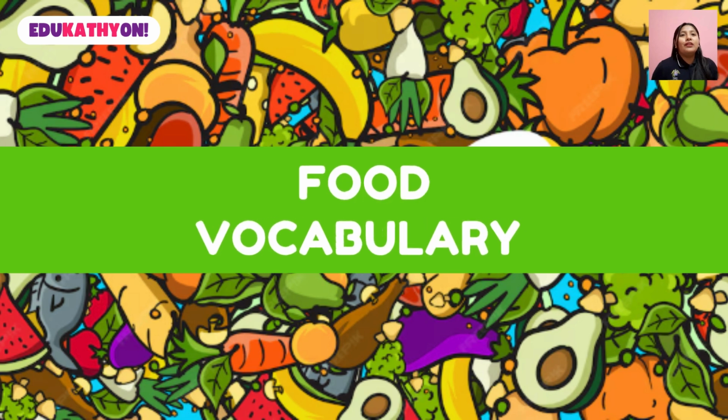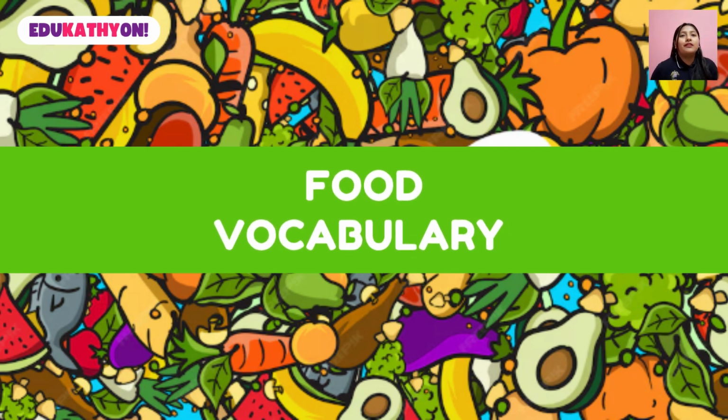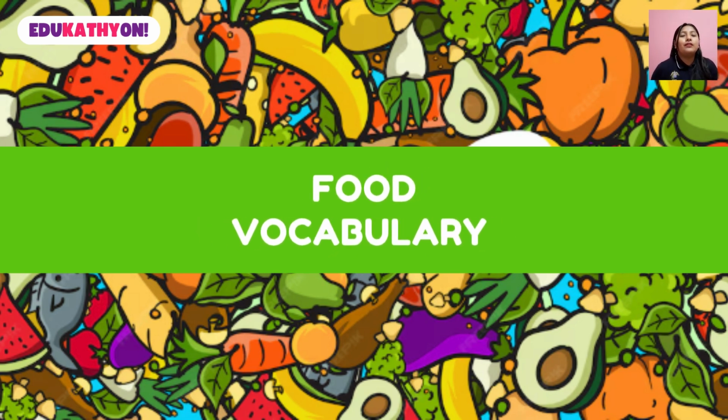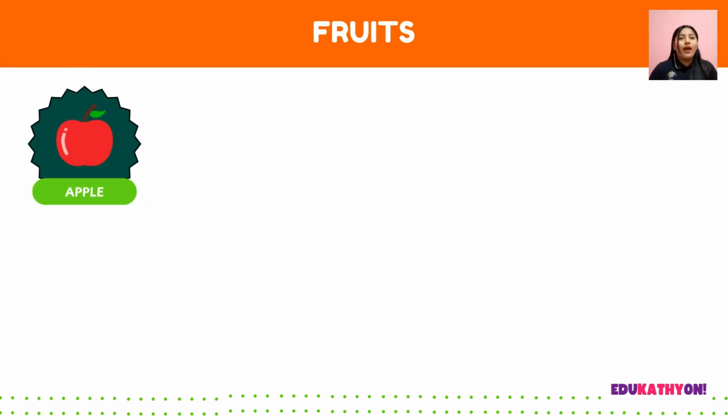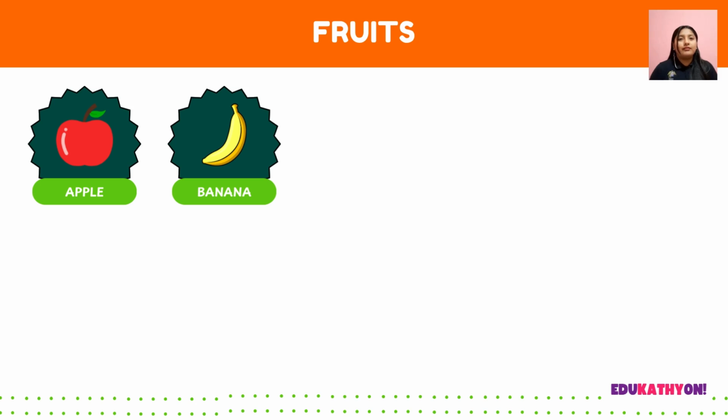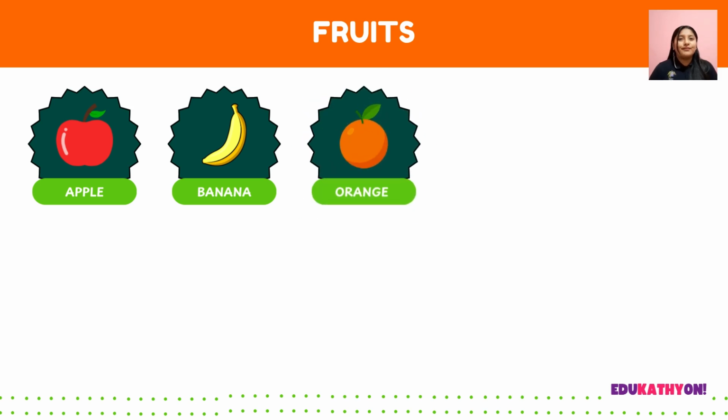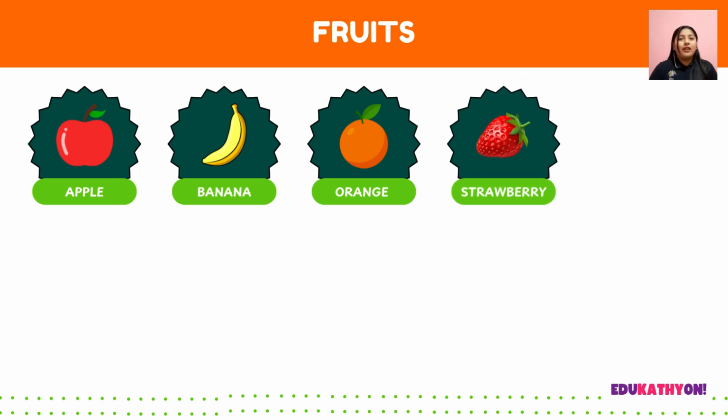Now we'll learn new food vocabulary words. These words will help you describe ingredients and your favorite dishes. Let's start with fruit. Here are some examples: apple, banana, orange, strawberry.